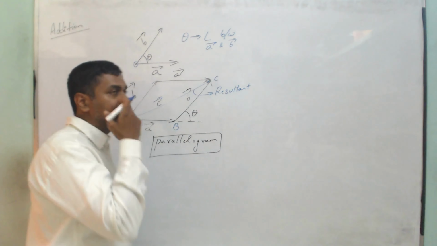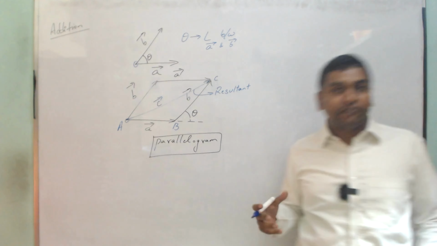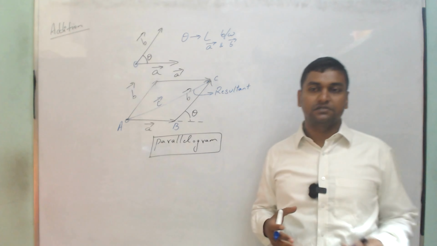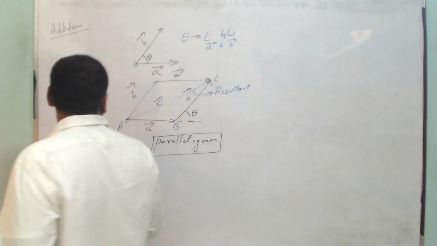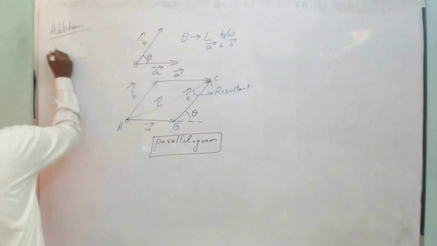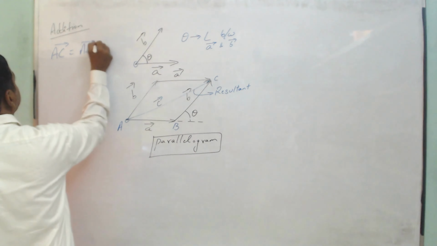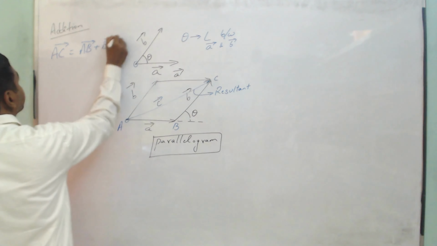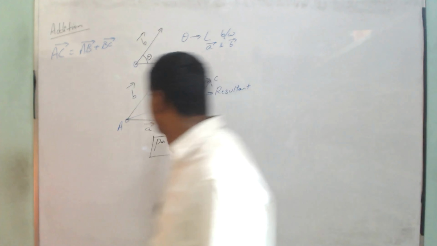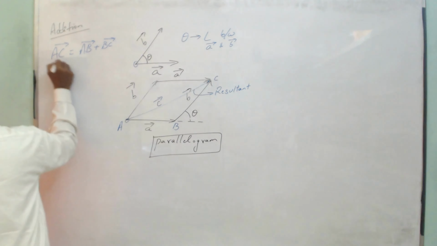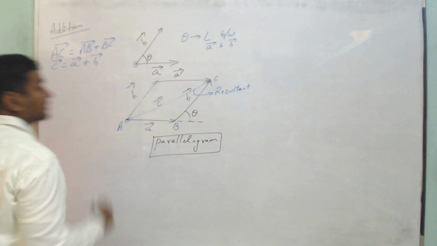Resultant also, in general words, means that it is the net effect of all the vectors. Net effect. ठीक है? अब देखो, now I can write this addition of vectors in this way: AC bar is equal to AB bar plus BC bar. Clear? I can also write it in terms of small alphabets which are representing the vectors: C bar is equal to A bar plus B bar. Okay?